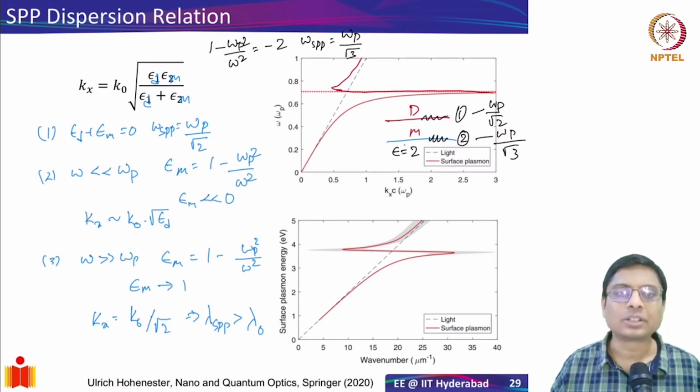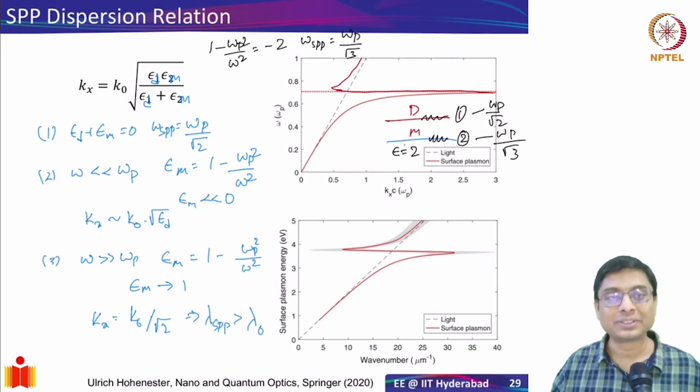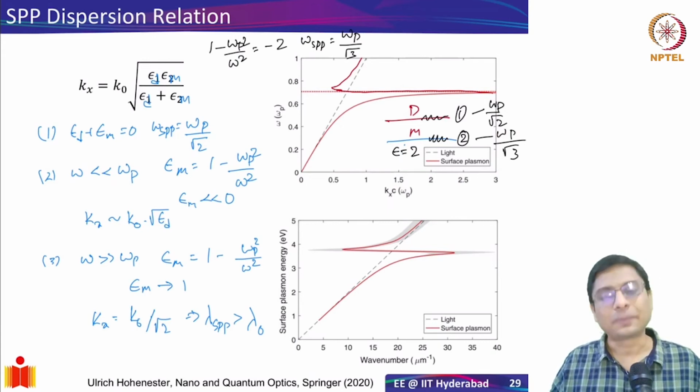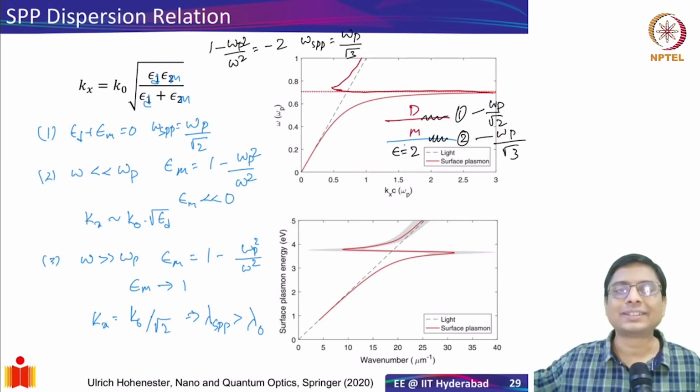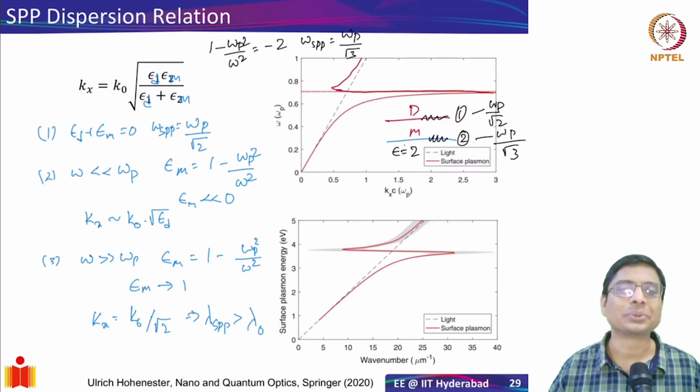So kx by k naught, is it 5, is it 10, is it 100? If it's 100, then my SPP wavelength is that much smaller. Okay. And of course, we should also remember, once the kx increases, automatically kz has to reduce.